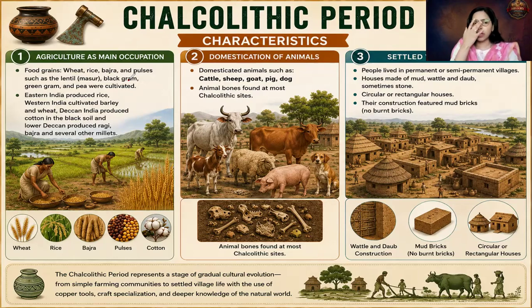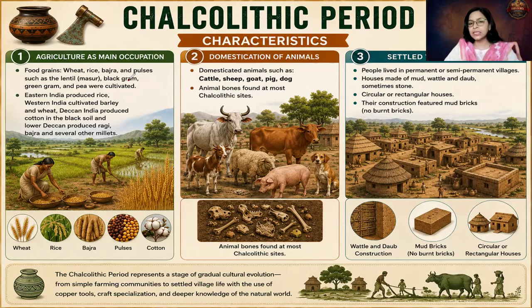But when you talk about the Chalcolithic age, you have diversified crop options. Many crops were grown, and hence it is said to be a period of crop diversification. Which crops were grown? Wheat, rice, bajra, and pulses such as masoor, which is called lentil, black gram, green gram, and pea, the green peas, all these were cultivated.